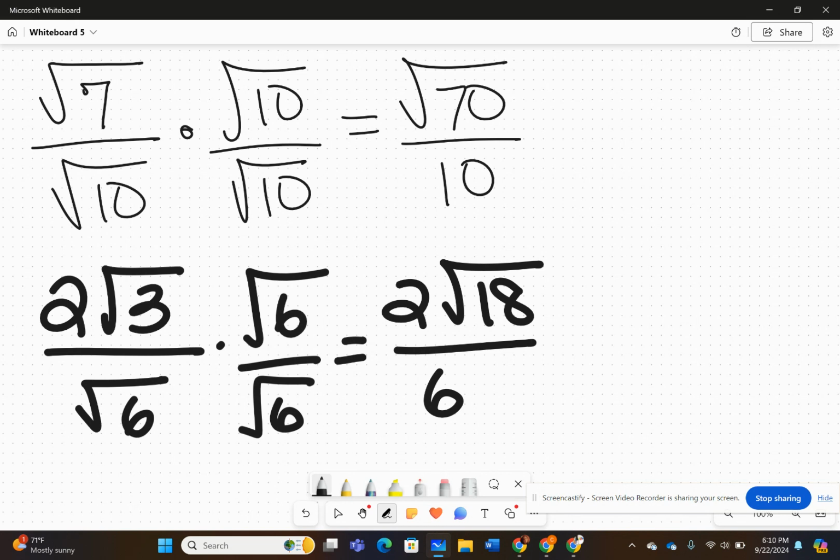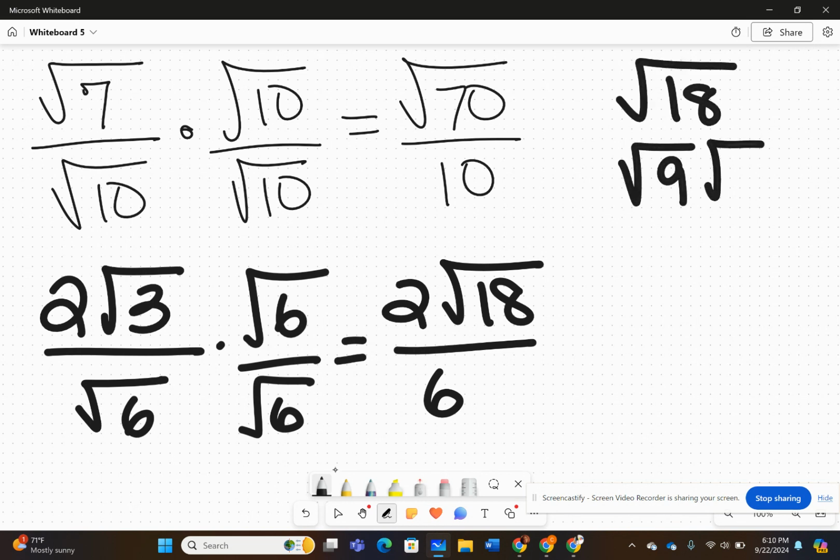The square root of 18 can be simplified. I break that down into the square root of 9 and the square root of 2. Remember, you're always looking for a perfect square. So that becomes 3 radical 2.